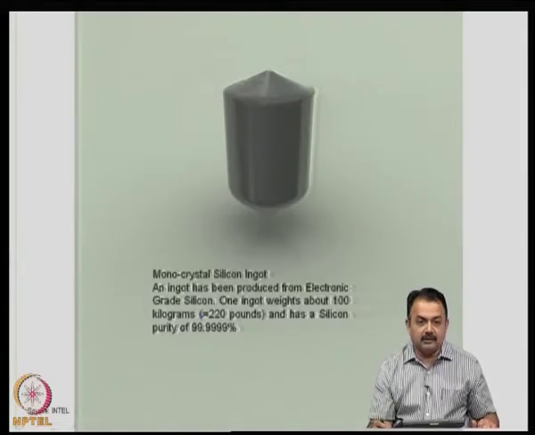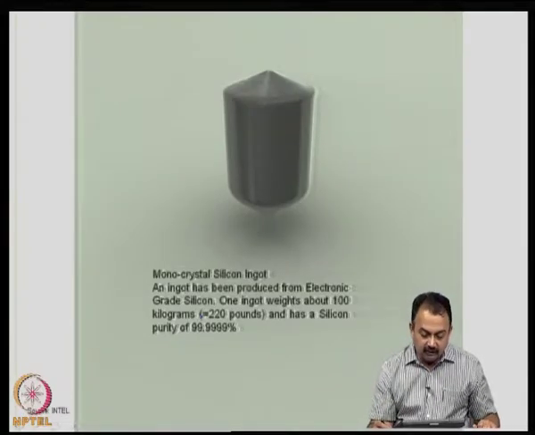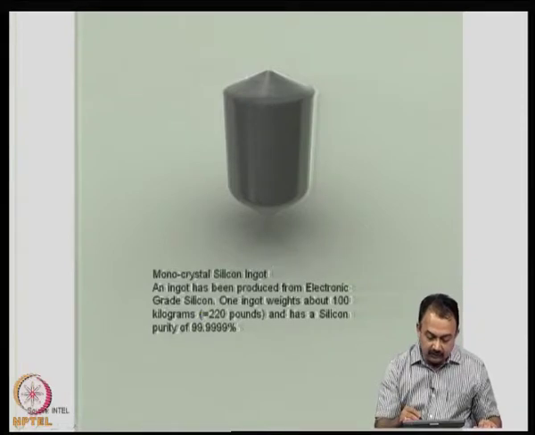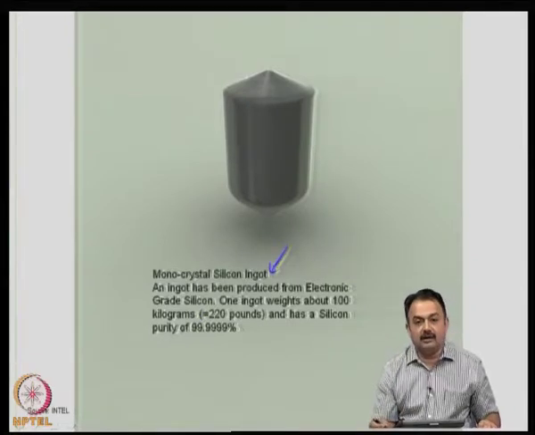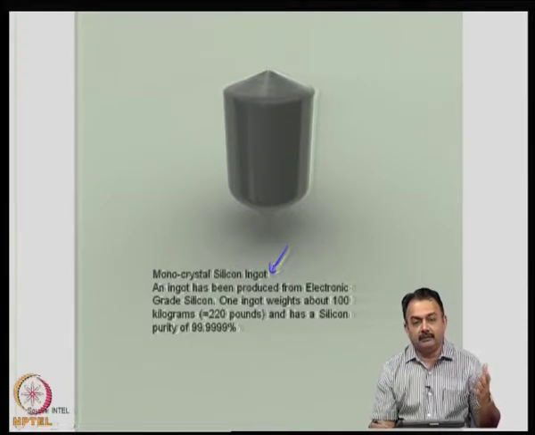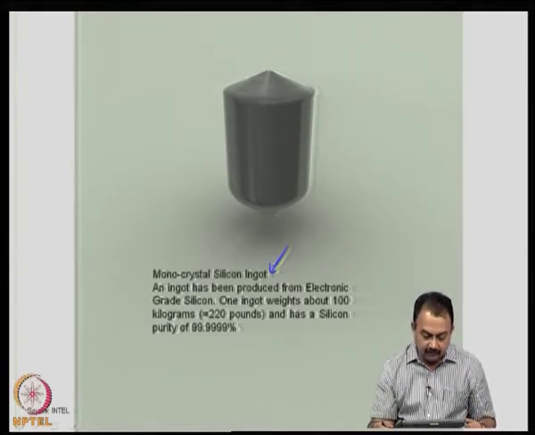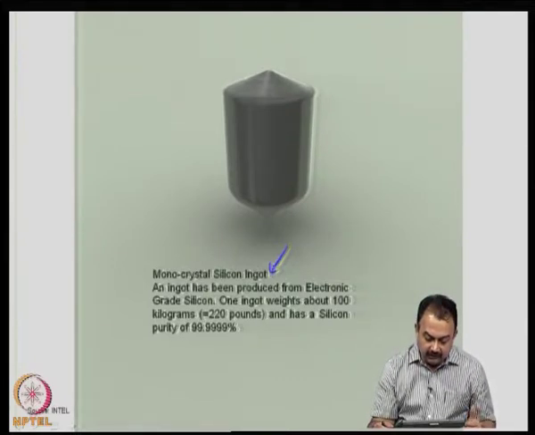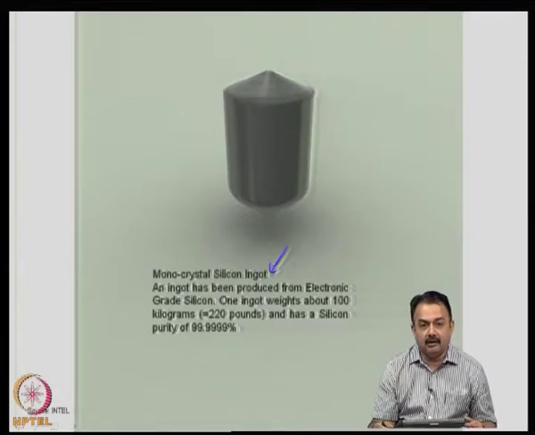As you can see in this picture here, this is a very good example of a monocrystal silicon ingot material that was molten and then slowly cooled to get a single crystal silicon ingot. Now, this ingot has been produced from electronic grade silicon. Typically one ingot weighs about 100 kilograms and has a silicon purity of 99.99%.